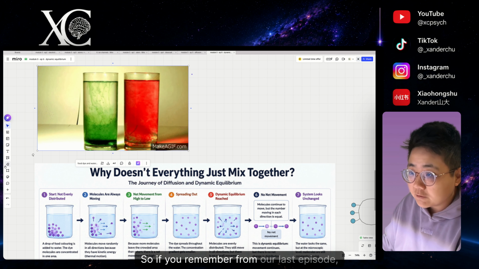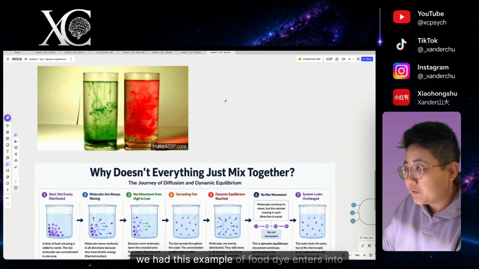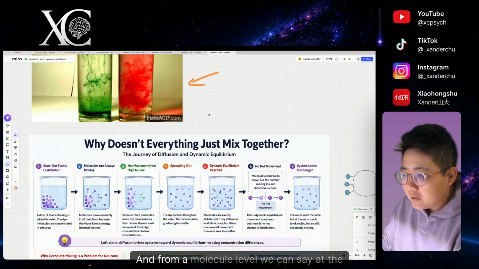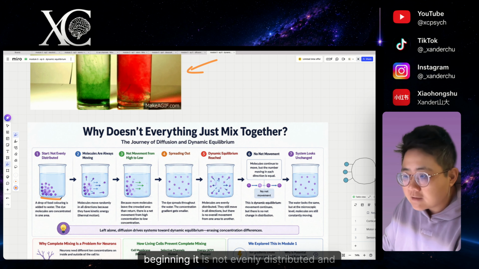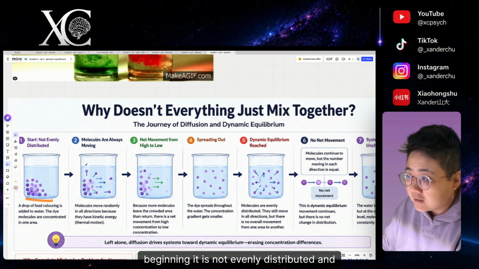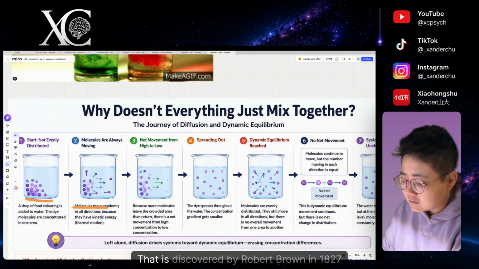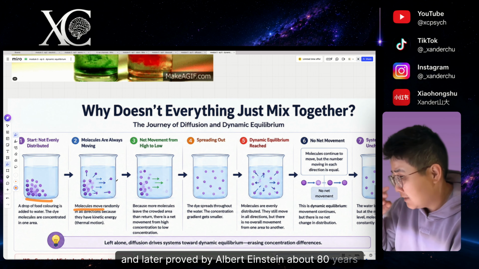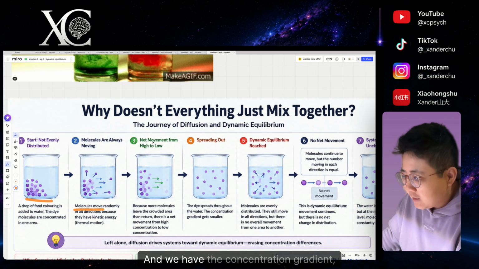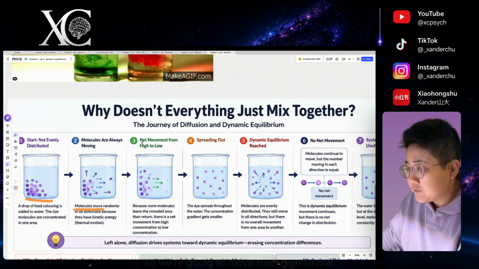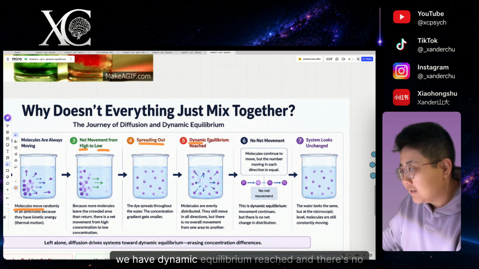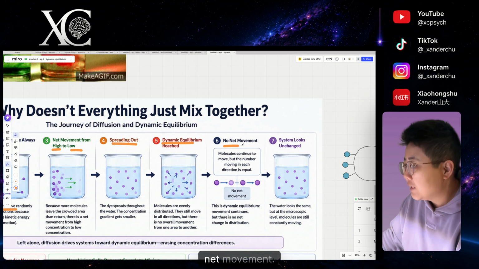So if you remember from our last episode, we have this example of food dye entering glasses of water. And from a molecule level, we can say at the beginning, it is not evenly distributed and molecules are always moving. That was discovered by Robert Brown in 1827 and later proved by Albert Einstein about 80 years later. And we have the concentration gradient. So we're going to move from high to low, and until it is spread out, dynamic equilibrium is reached, and there's no net movement.